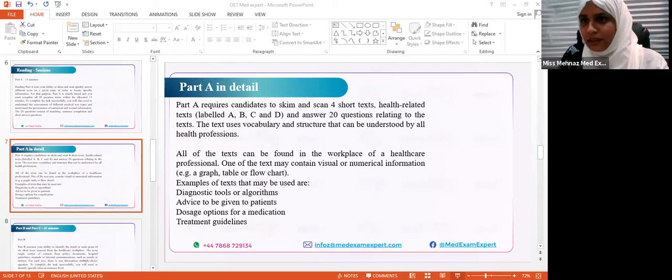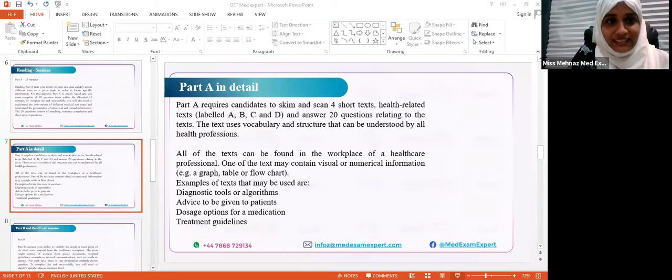I hope explaining it with the questions helps you understand better. Okay. So part B and C together are for 45 minutes. What is part B? Again, part B assesses your ability to identify the detail or the main points, and there will be only 6 questions in this related to healthcare.